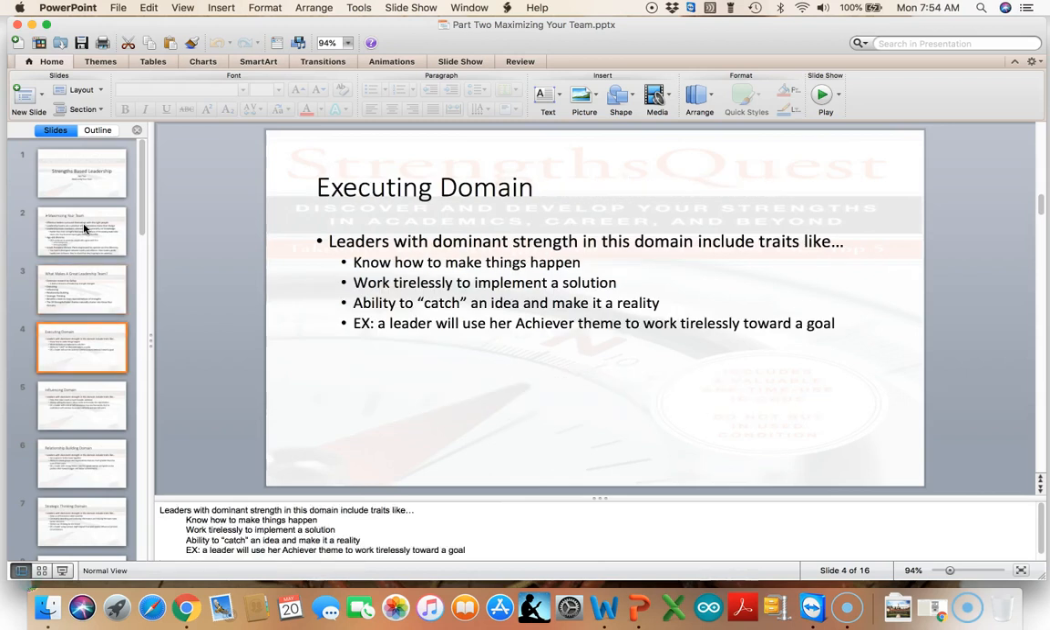Executing. Leaders with dominant strength in this domain include traits like: know how to make things happen, work tirelessly to implement a solution, the ability to catch an idea and make it into a reality. Example: a leader will use his or her achiever theme to work tirelessly towards a goal.